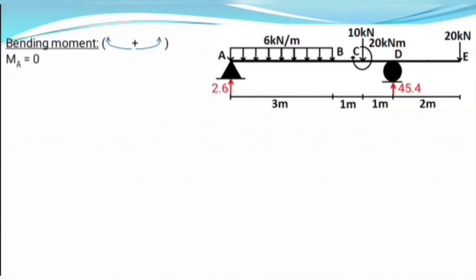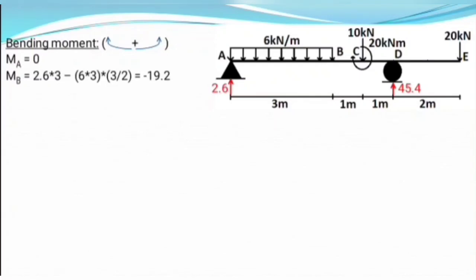First of all, moment at point A. To calculate bending moment at point A, consider forces on the left of A. Since there are no forces on the left of A, bending moment at point A is equal to 0. Now let's move to our next point, which is point B.